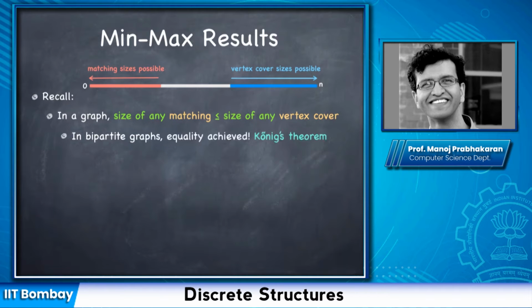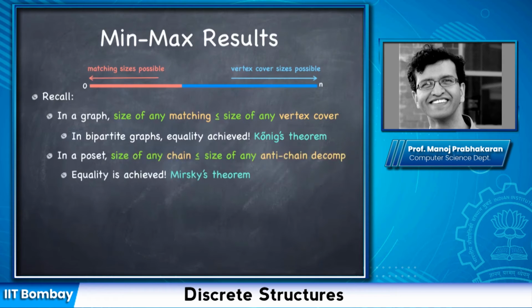But then there was an interesting result that said that actually this is tight, at least in the case of bipartite graphs. Koenig's theorem said that the size of the largest matching, in fact, equals the size of the smallest vertex cover. Another similar result we saw some time back was Mirsky's theorem, which related the sizes of chains in a poset with the sizes of anti-chain decompositions, so partitioning the ground set into anti-chains.